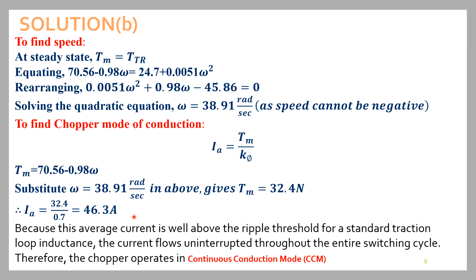The armature current is 46.3, which is a very large value. The ripple current is around 4 ampere. If the duty ratio changes, the ripple current may also change. So the worst case ripple current is 4 ampere. Is it right? So it is a very small value, but here we got 46.3. So it represents continuous conduction mode.